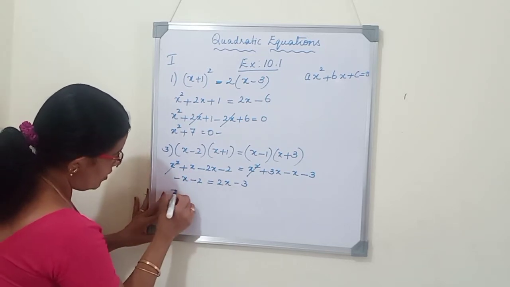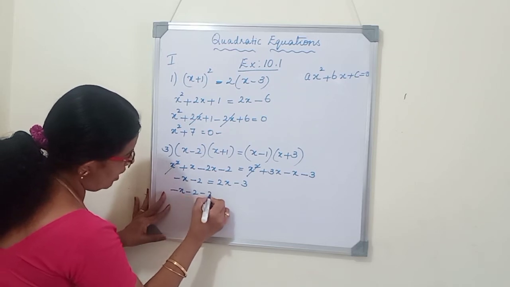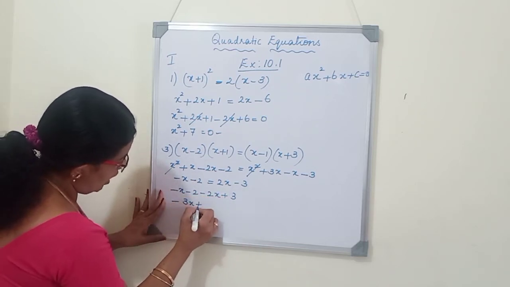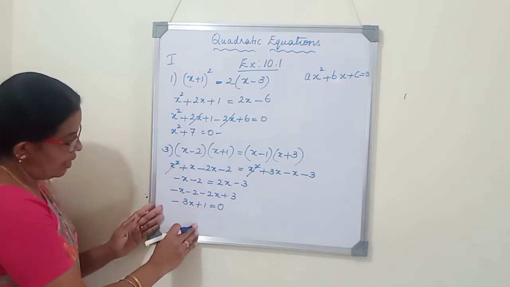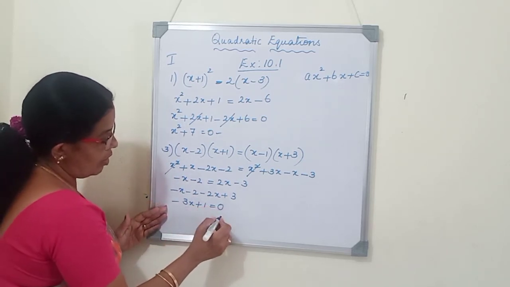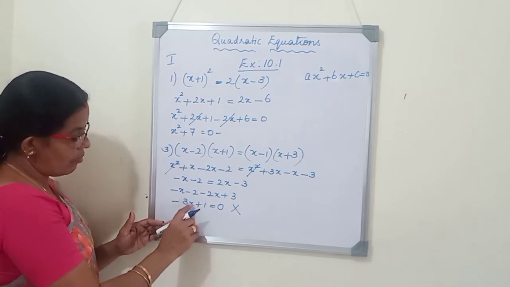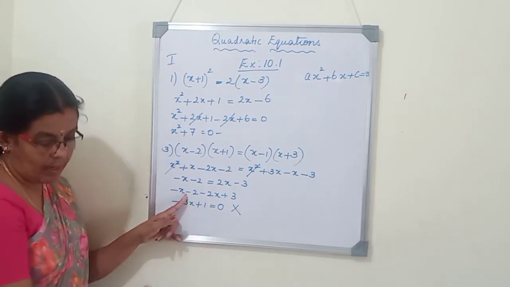So we will take it to the left side. −x − 2 − 2x + 3 = 0, so −3x + 1 = 0. As degree 2 is not given, it is not a quadratic equation. Then what equation is it? It's a linear equation because the degree is 1.